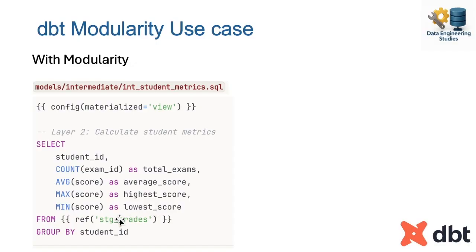The ref function is the key here. It tells dbt to run the staging first, and any model that needs these metrics can reuse it. This is another modularity in action.